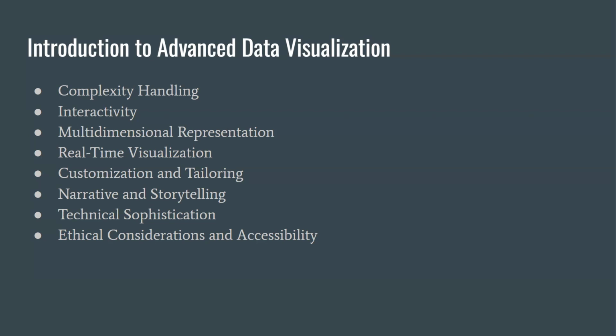Multi-dimensional representation, what we mean by that, is that when we use advanced techniques, they are often employed to represent multiple dimensions of data simultaneously. So this will involve innovative use of axes, dimensions, and encodings. What we mean by encoding is things like color, size, and shape to convey additional layers of information.